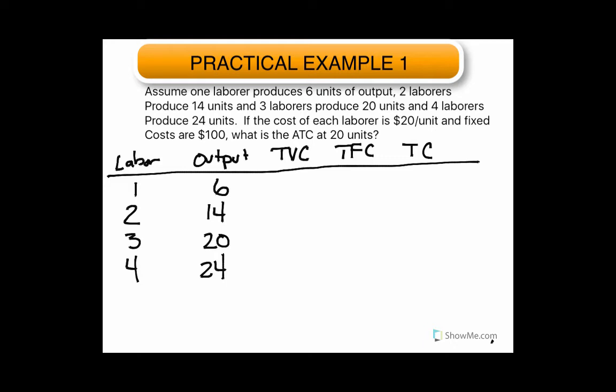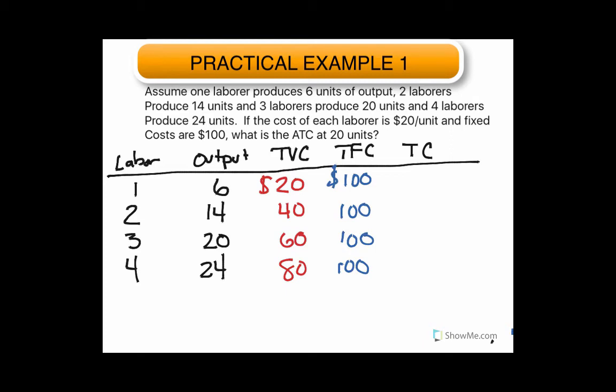So it says here that the cost of each additional laborer is $20 a unit. So our total variable cost is going to be $20 times the amount of labor. So for the first one, it's just going to be 20. For the second one, 40, 60, and 80. Also, you should note that the total fixed cost is 100 at every unit of output. Since total fixed cost is a cost curve, it's based on output rather than labor. So just to keep it straight.